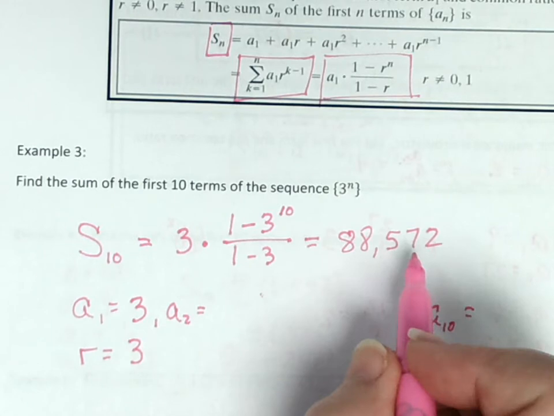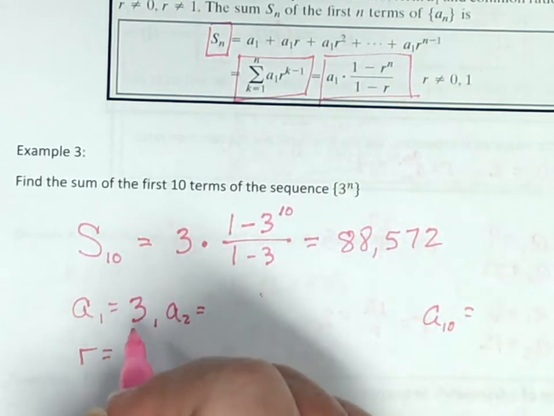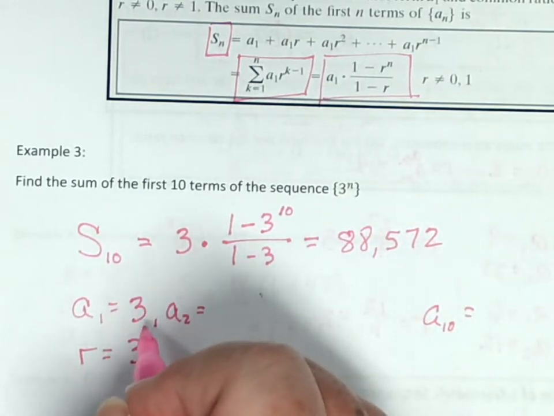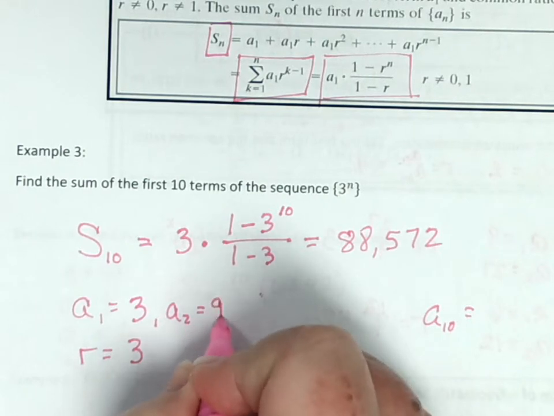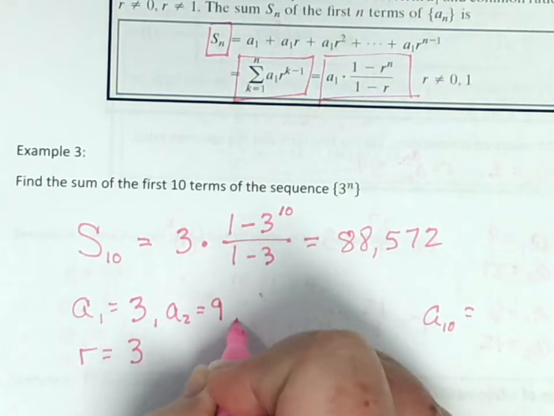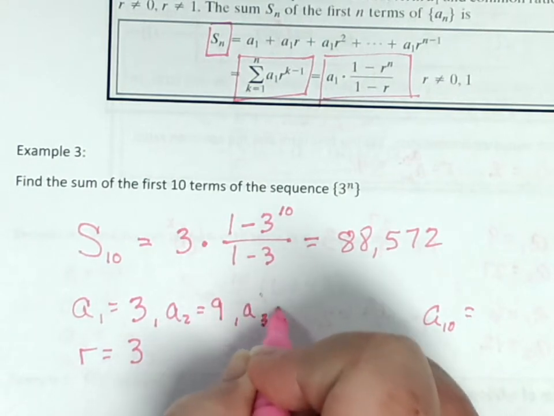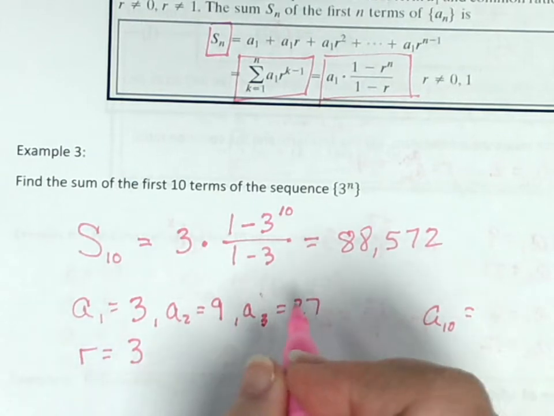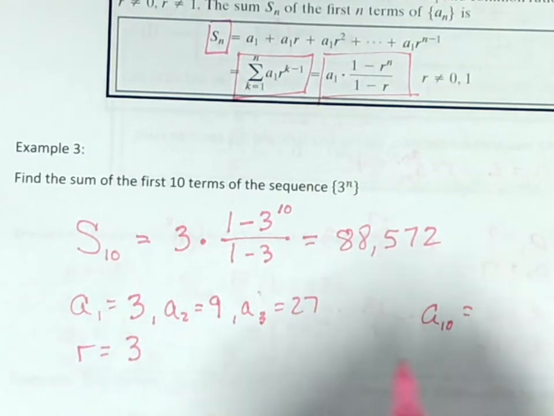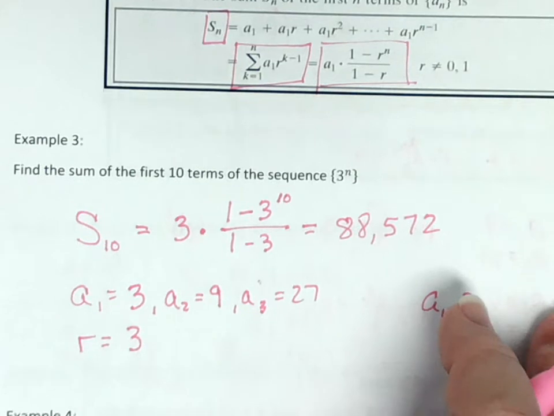Now, why does it get so big? Because remember, we're multiplying each number times 3. So we take each number, we would multiply times 3, and then we would find the next one would be times 3, which is 27, and all these numbers get bigger very, very quickly.